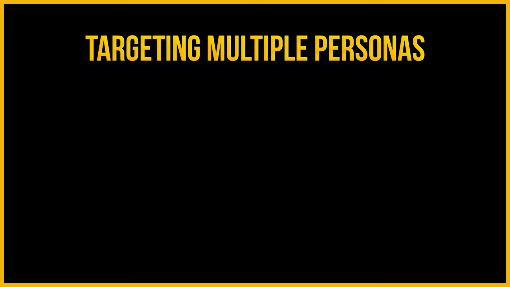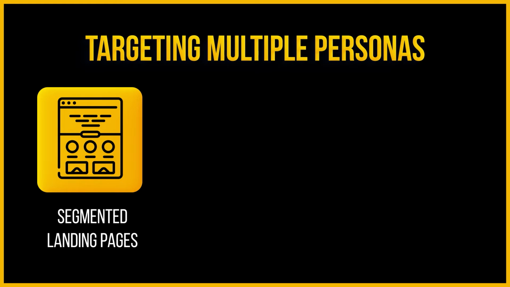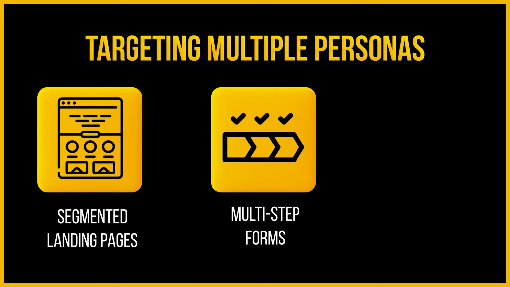Now, when it comes to targeting multiple personas, your landing pages need to be carefully crafted to speak to each of these groups distinctly. Here's how it can work. Number 1, segmented landing pages. Create separate landing pages for each persona with content, visuals, and offers tailored to their specific needs and pain points. Number 2, you could use multi-step forms.